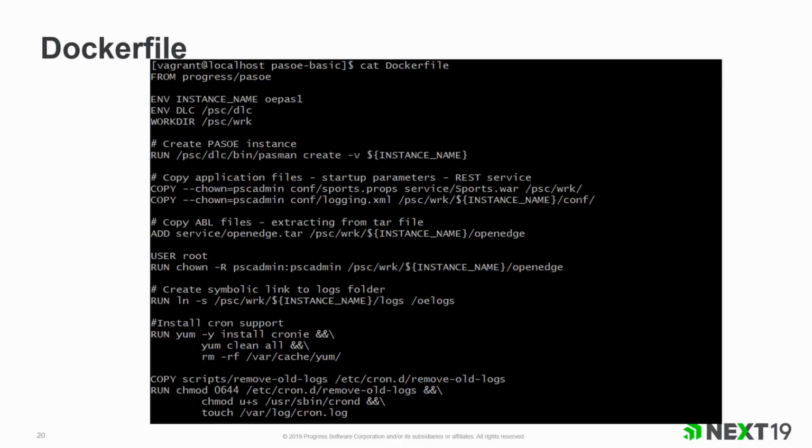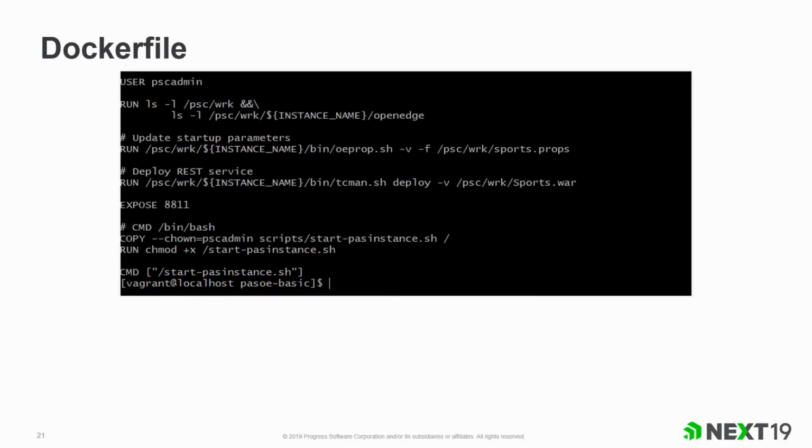And what you do is you have this Dockerfile that, when you run the docker build command, and we have a sample of that in the demo, Docker is going to process this file and say, okay, I need to set the environment, I need to now run pasman create, and then the name of the instance. And I need to copy some files into the instance. I need to now add some additional files into the instance. And eventually, which we have in the next page, you would do a tcman deploy.